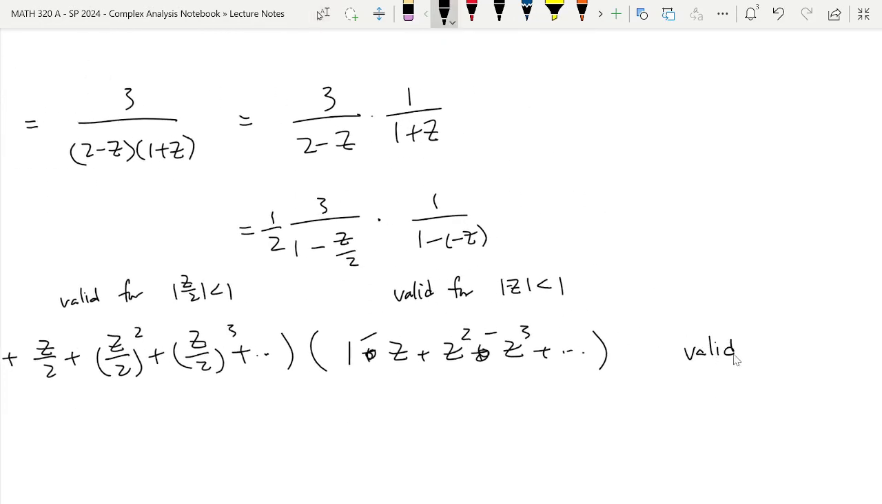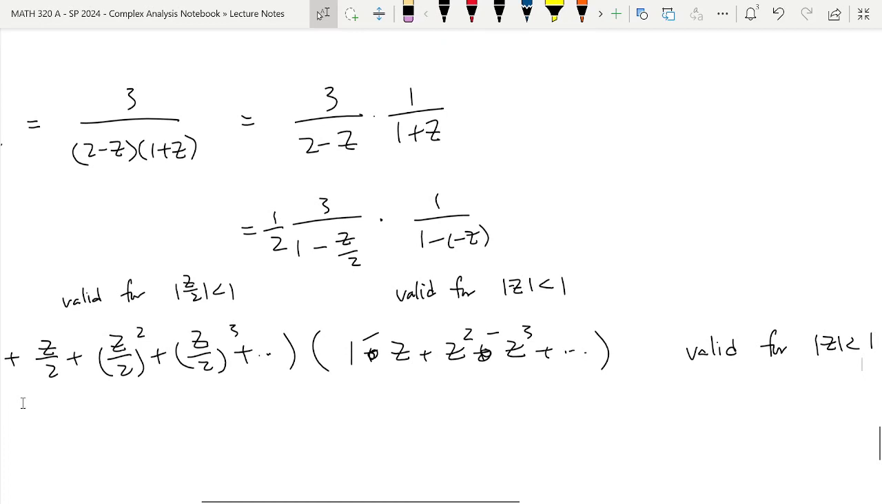So with the simplification of the validity statements, you get it valid for the more restricted one, and the more restricted one is the one on the right. So we're good. This method will achieve our goal. This is valid for the modulus of z over 2 less than 1, and that one is the modulus of negative z, so the negative sign can go away.